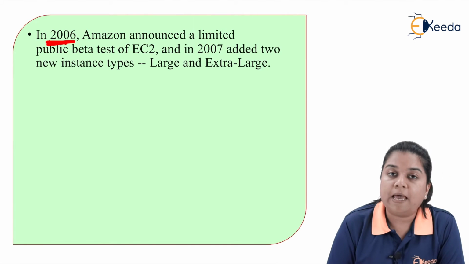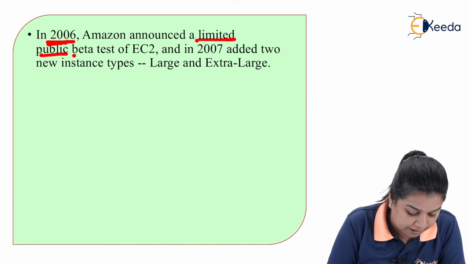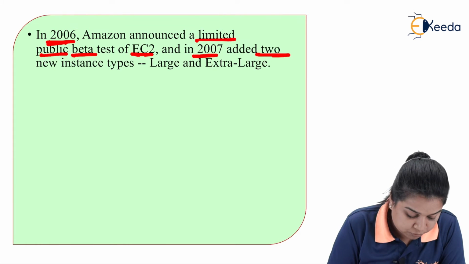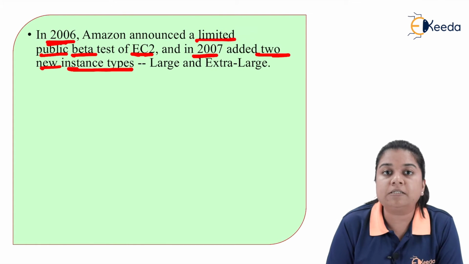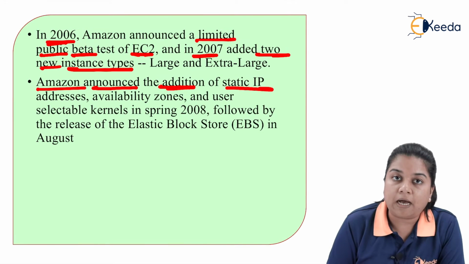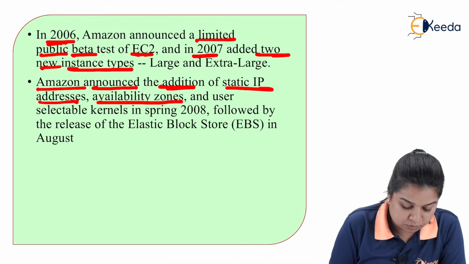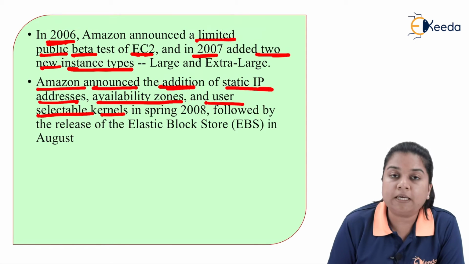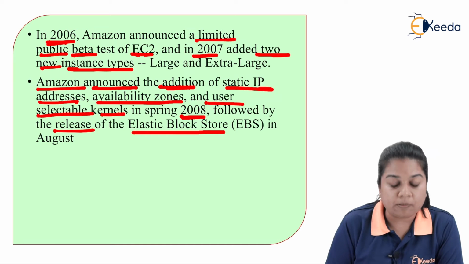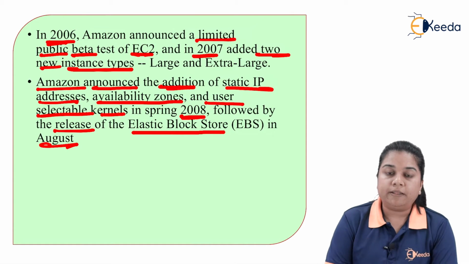In 2006, Amazon announced a limited public beta test of EC2 and in 2007 added two new instance types, that is large and extra large instances, to Elastic Compute Cloud. Amazon announced the addition of static IP addresses, availability zones, and user selectable kernels in spring 2008, followed by the release of the Elastic Block Store, that is EBS, in August.